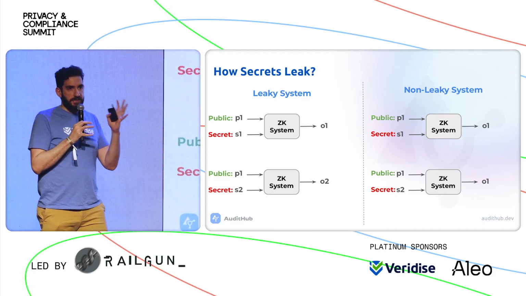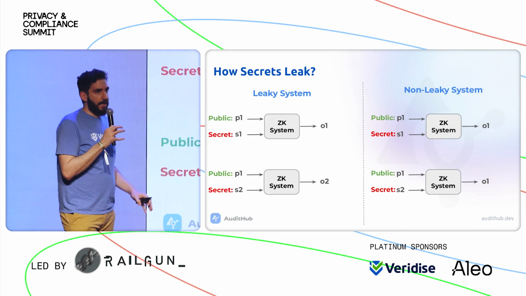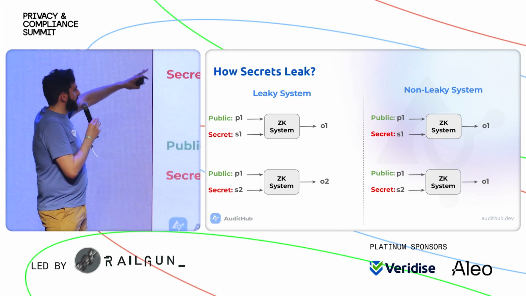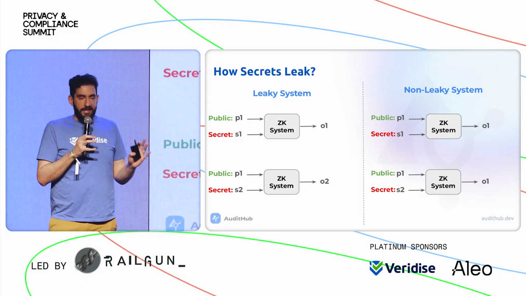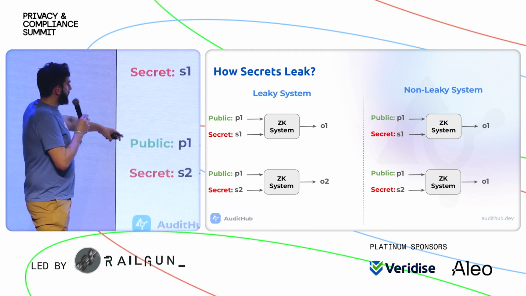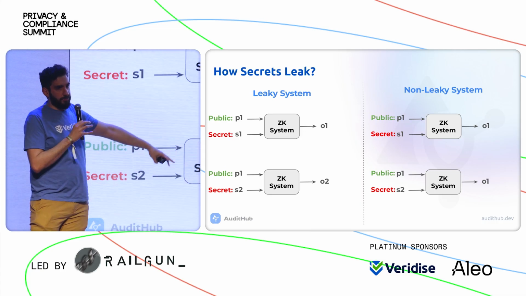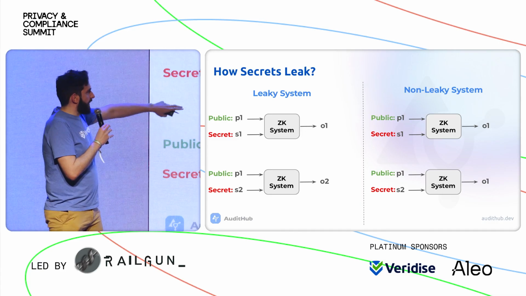If we consider systems like ZK systems in this case as kind of machines with secret and public inputs and an output, a leaky system is going to be a system that, when you give the same public input and you have two different secrets, the output is going to differ.